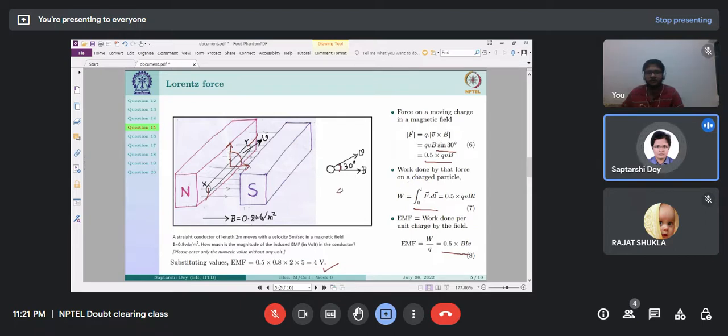It keeps on decreasing like this. So if I draw a sine wave, this is the 90 degree and this is 0 degree. It keeps decreasing in this fashion.